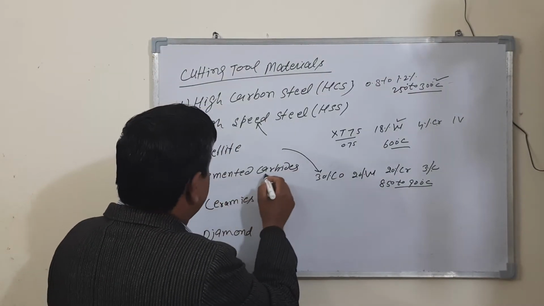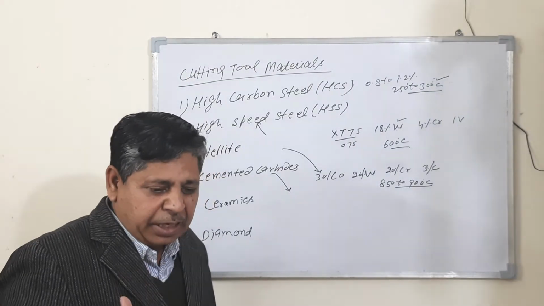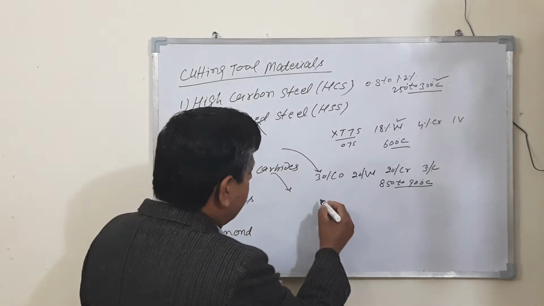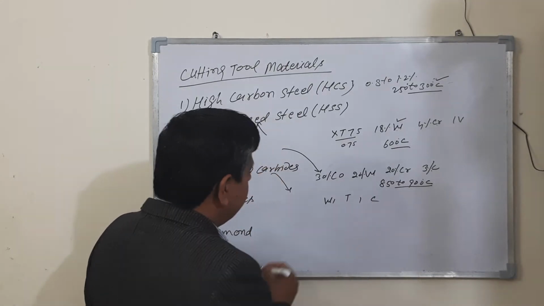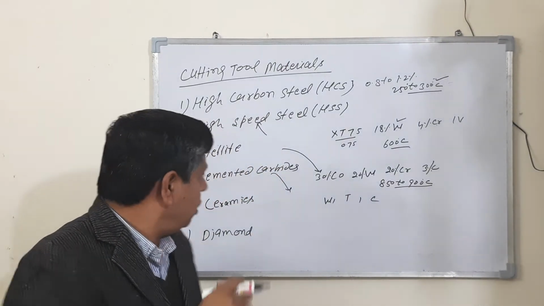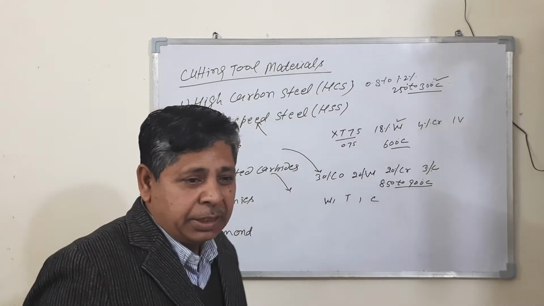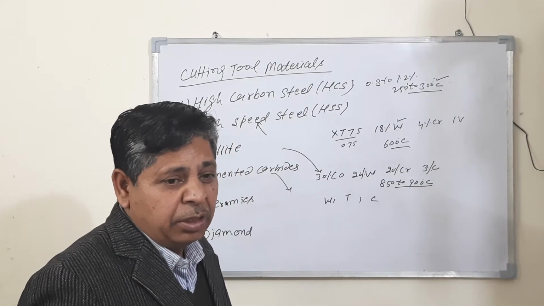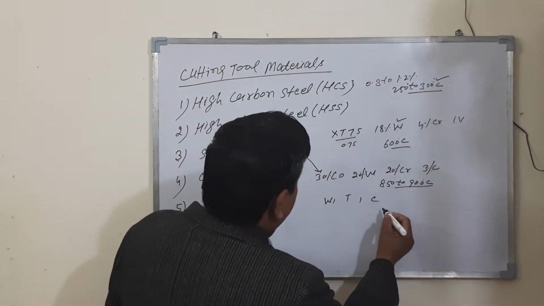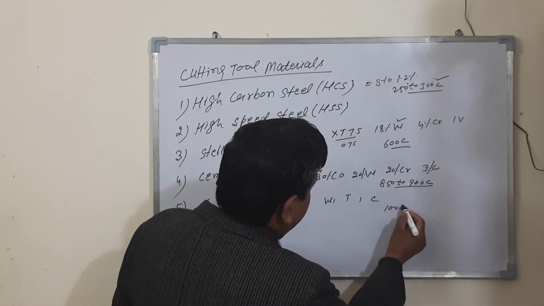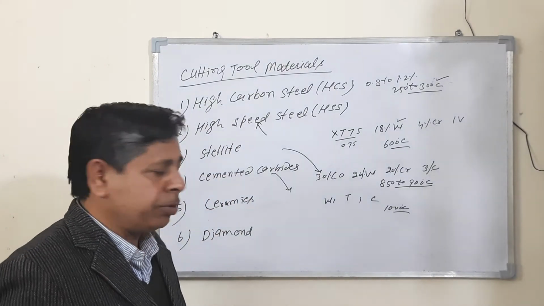Number four is cemented carbide. Cemented carbide is a mixture of tungsten, titanium, and carbon. These cemented carbide tools are generally used for mass production. It is able to retain its hardness at red heat up to 1000 degrees Celsius.